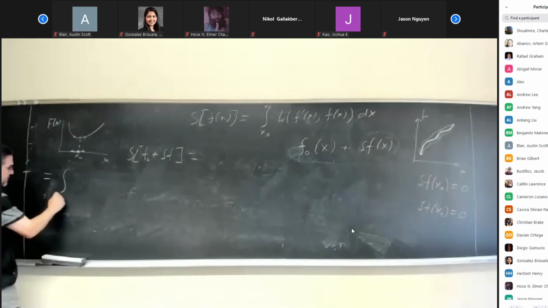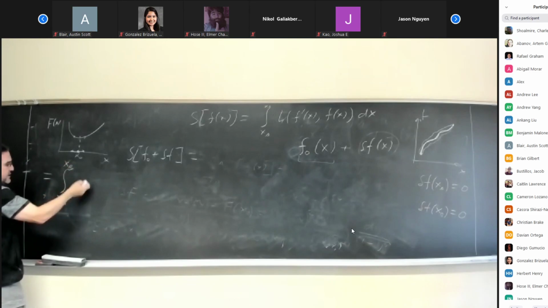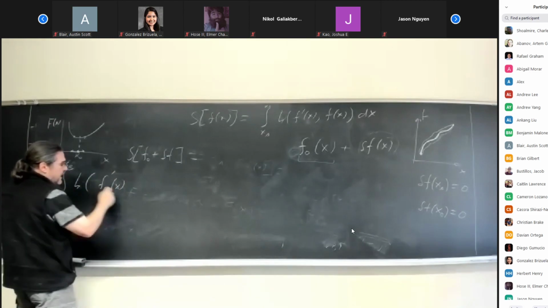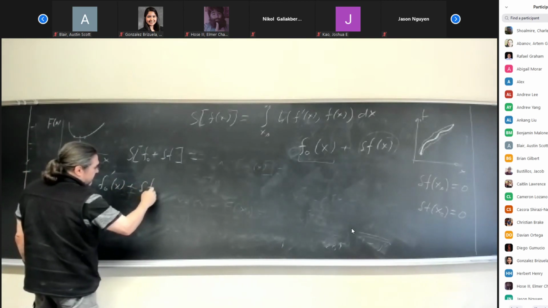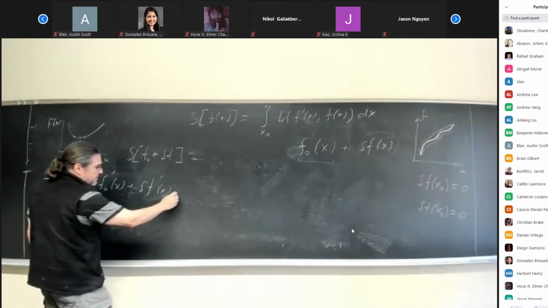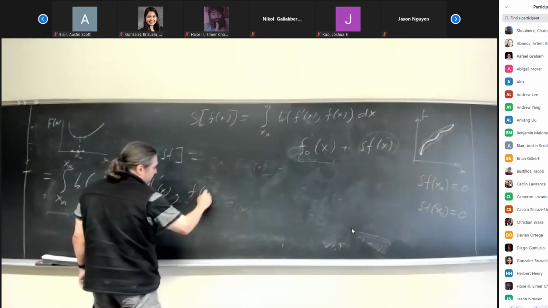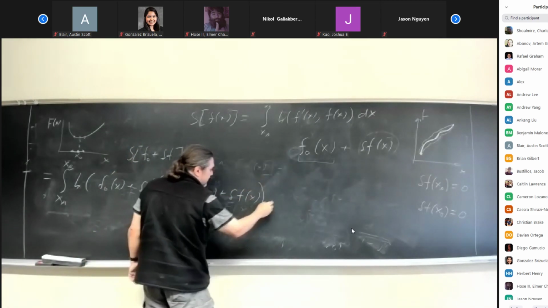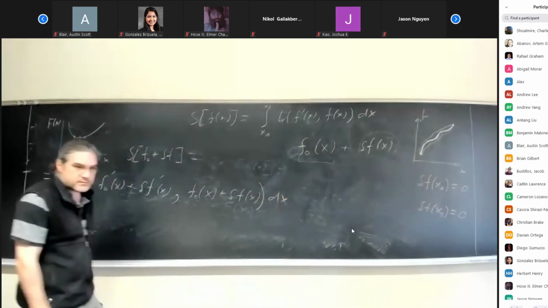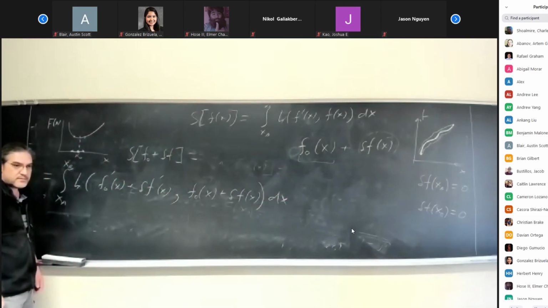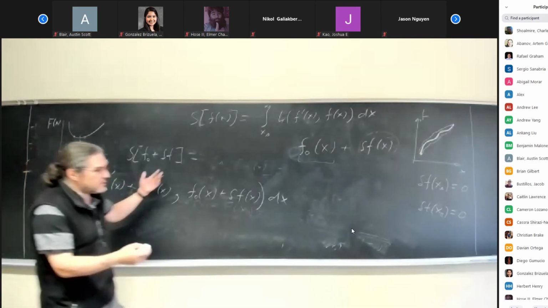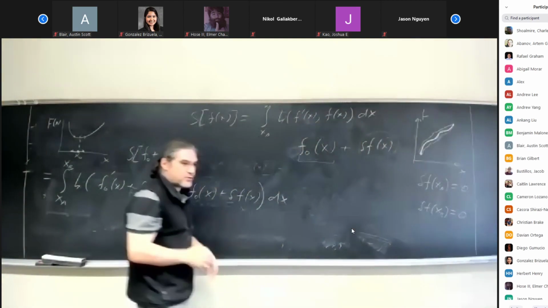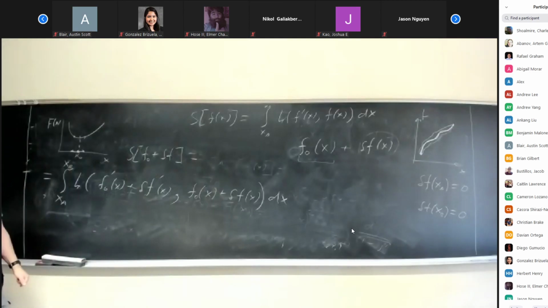It equals the integral from xa to xb, and then I just substitute here L of f naught of x plus delta f of x, f naught prime of x plus delta f prime of x, dx. Right? That makes sense? Yes. The only thing which I did, I just took this and substituted here. Exactly what I'm supposed to do in order to find the value of the functional on this function.